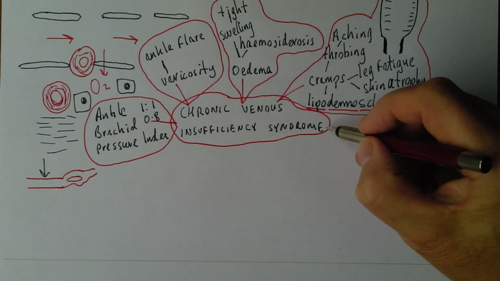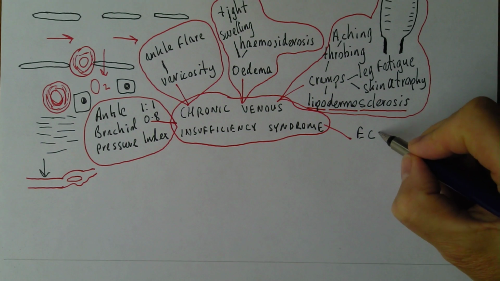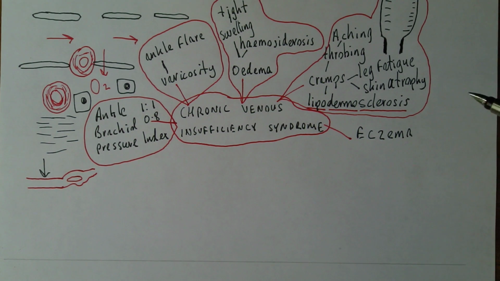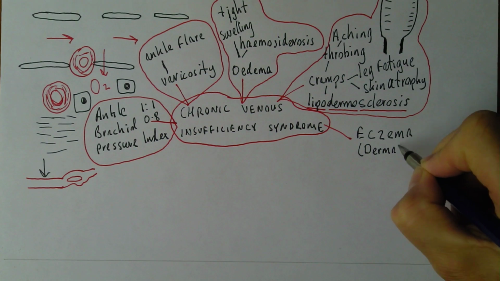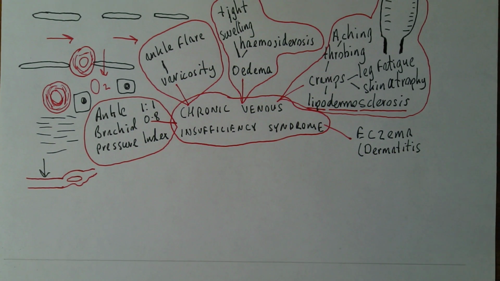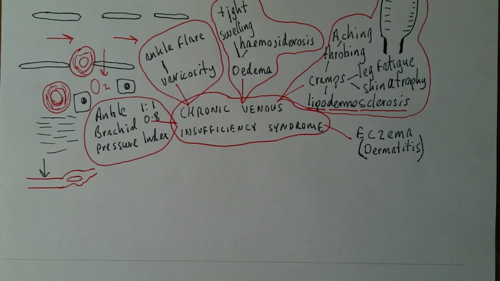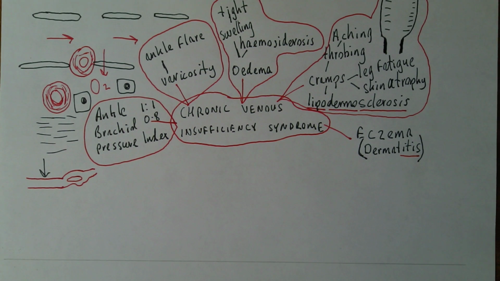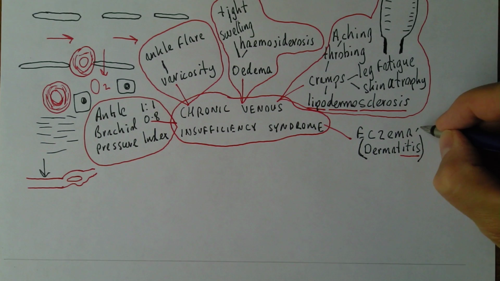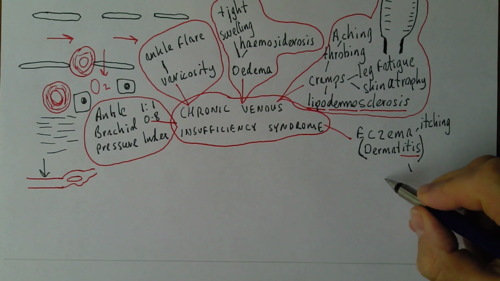Now, another feature that patients complain of is eczema. And eczema actually is just another word for dermatitis. Dermatitis is probably a much better term because it's inflammation of, itis, inflammation of the dermis. Eczema is a bit of an old-fashioned term, really. But this is associated with itching. These legs are often very itchy. And also something else called restless legs.